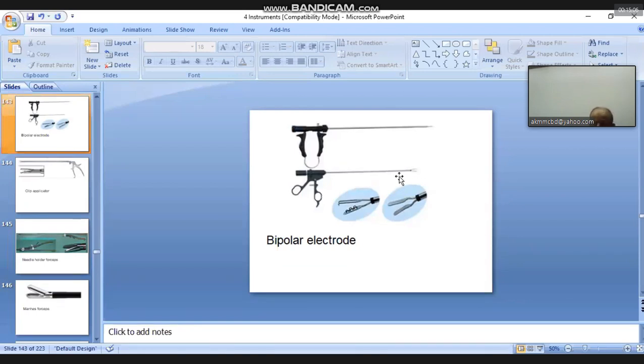And this is a bipolar electrode. That was monopolar electrode, and here it is bipolar electrode. Here it is not a hook, but instead there are two blades, and this is a bipolar electrode.